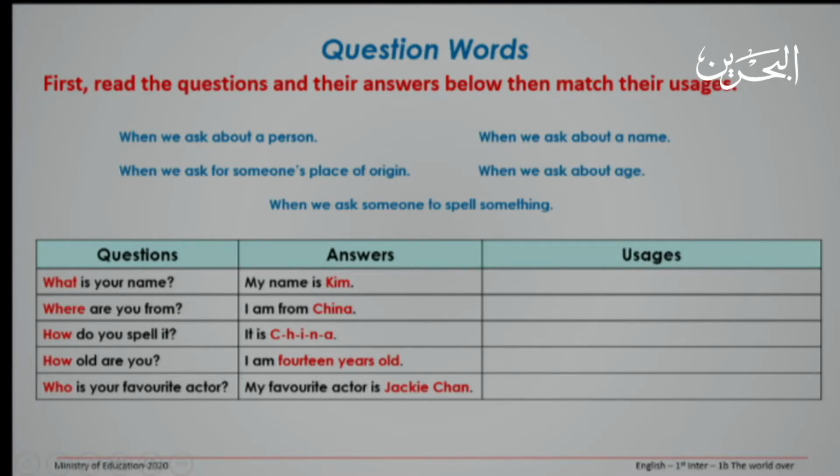For this task, first read the questions and their answers below, then match their usages. So you have questions, answers, and usages table. You have to read them and match them with the usages from up and match them with the table. So number 1, what's your name? My name is Kim. So which use is it?